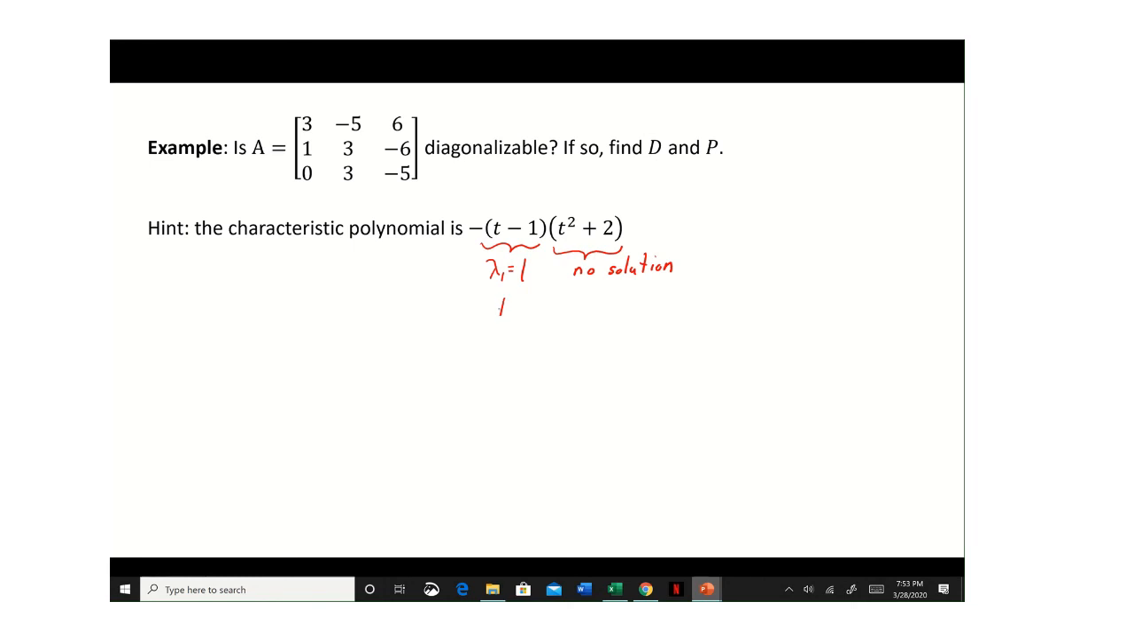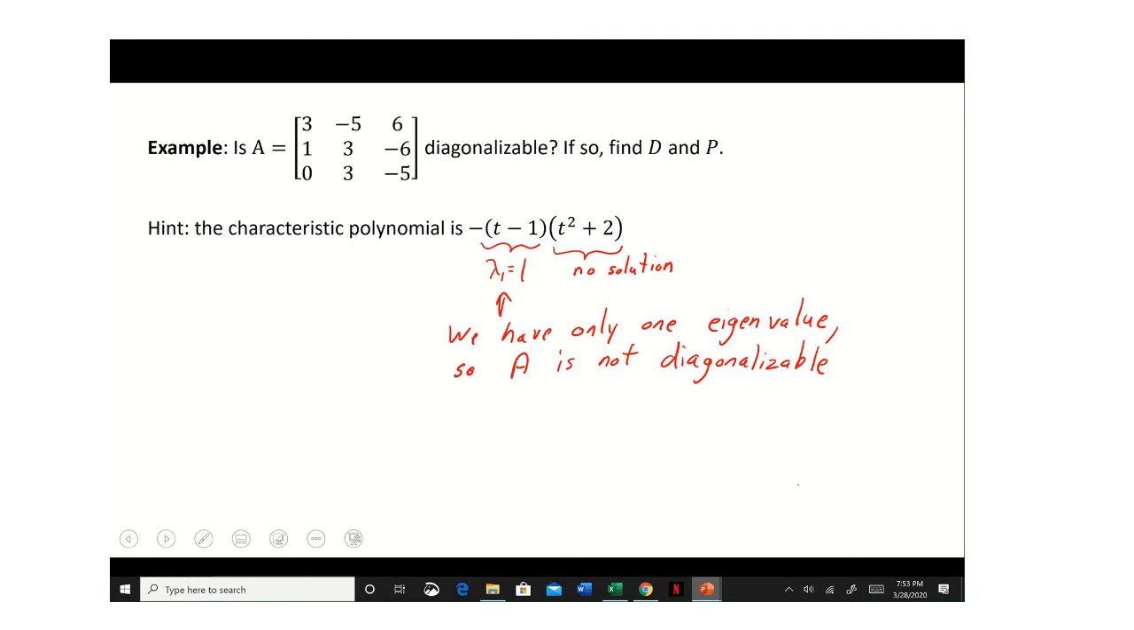So for this problem, we have only one eigenvalue of multiplicity 1. We have 3 dimensions here, and it doesn't add up to 3. So A is not diagonalizable. Okay, that's the first example we saw of something that wasn't diagonalizable. In fact, it's the first example we saw of something where you can't get all of your eigenvalues. That happens sometimes.